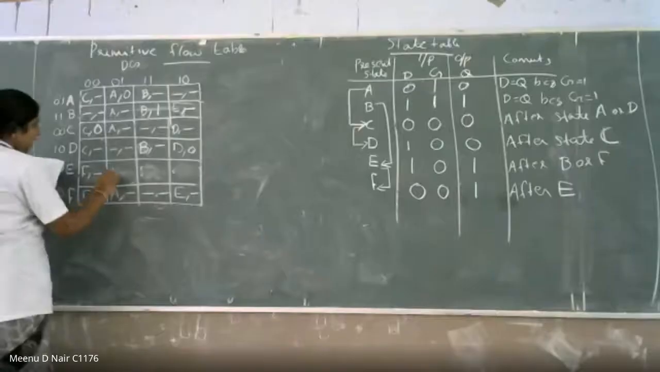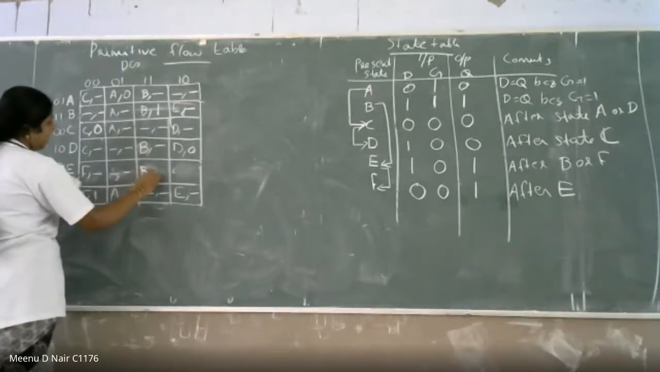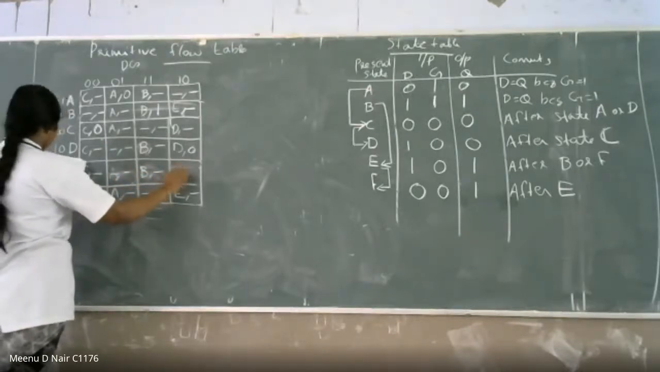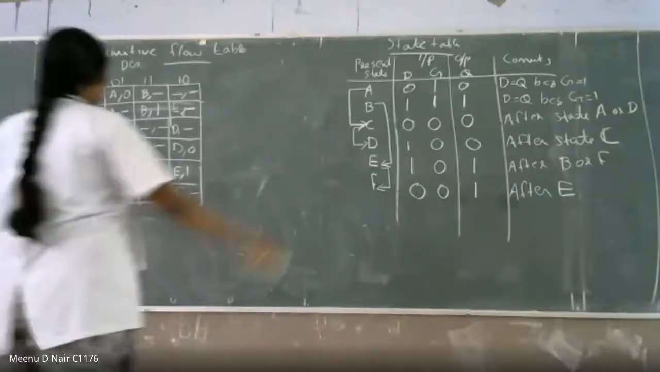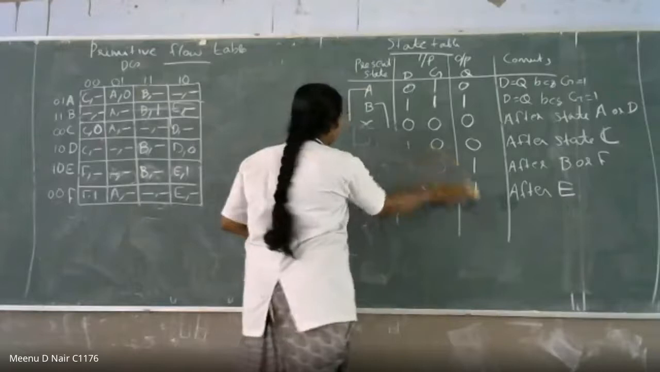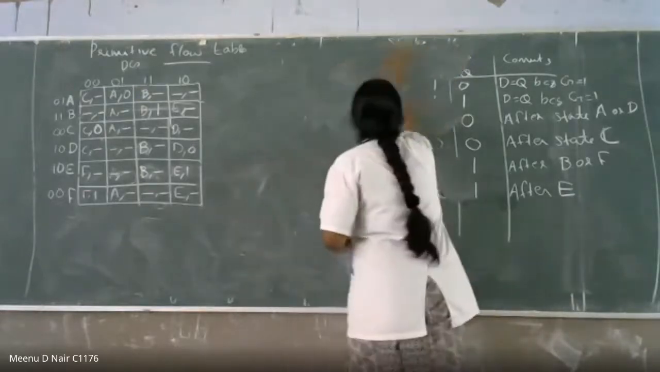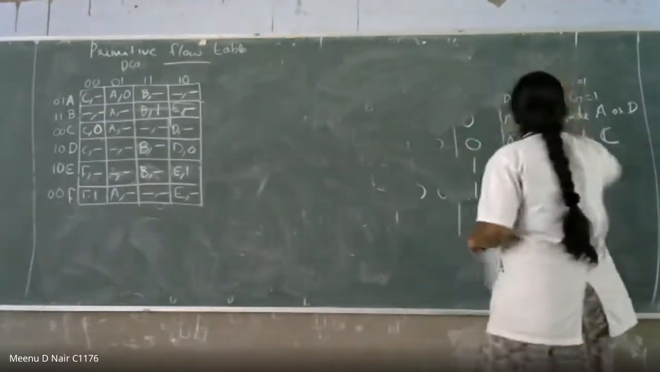Dash comma dash, then B comma dash, E comma 1. This is your primitive flow table. Dash comma dash, B comma dash, E comma dash. Exactly. Yes, it's right. E comma 1. So this corresponds to the E row, so definitely E and 1 will be there. Output will be there for E. Shiva, please check with these values. And we'll proceed. Madam, you can proceed.